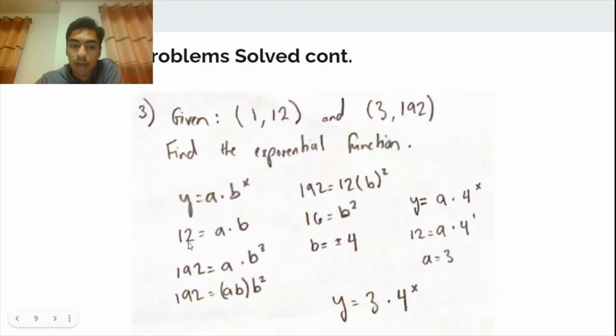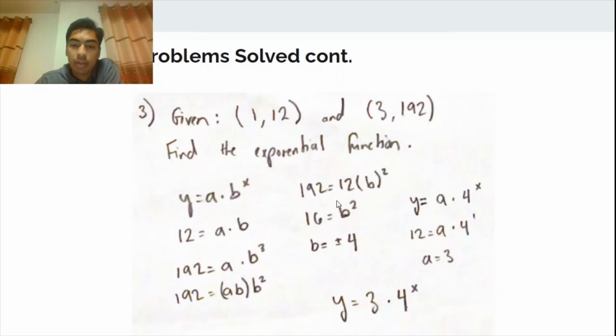And so once we do that, we get 12 is equal to a times b. And then we're going to do the same thing with the second coordinate pair. And that gives us 192 is equal to a times b to the third power. And so after that, we can factor out this b squared to give us a times b. And so we know that this a times b is equal to 12. So we can substitute in 12 right here. And then we get 192 is equal to 12 times b squared.